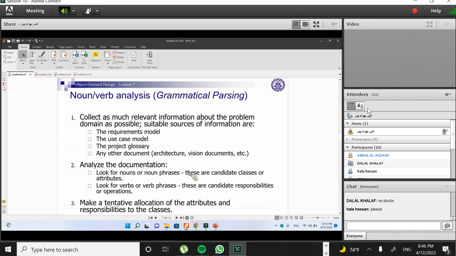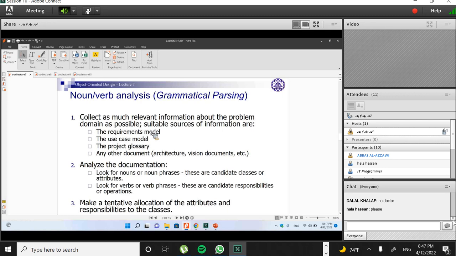The first technique, as you know and as you experienced in our case studies, is noun and verb analysis, which is named grammatical or lexical analyzing or grammatical parsing technique. In this technique, as you know, we collect as much relevant information about the problem domain as possible. Suitable sources of information are listed here.